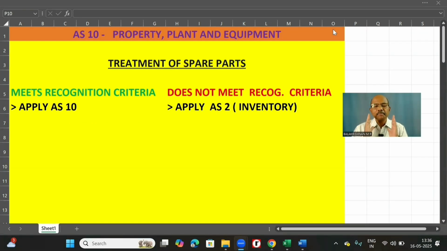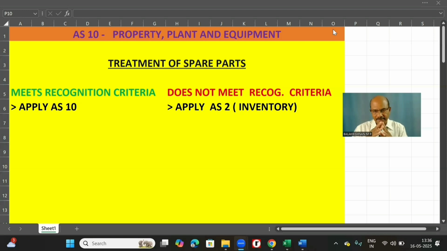Well, now let us take up treatment of spare parts. In a nutshell, recognize spare parts as PPE if it satisfies the recognition criteria. That is, future economic benefits will flow and reliable measurement is possible. That we already learned, is it? Otherwise, treat it as inventory as per AS2.